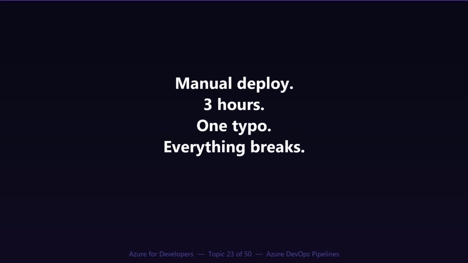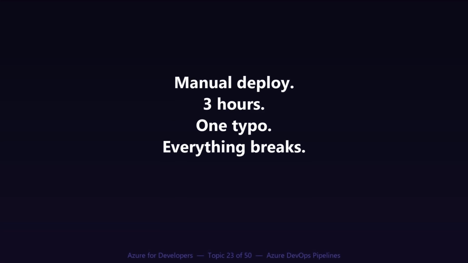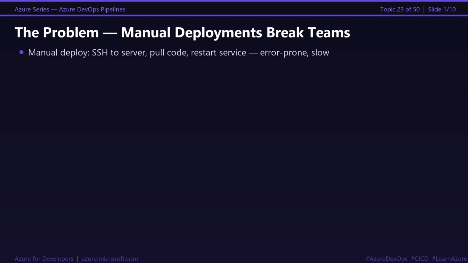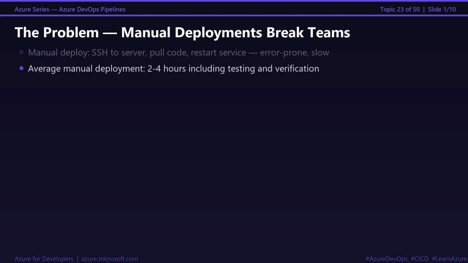Picture this. It is Friday at 4 p.m. The team finishes a sprint. Time to deploy. One engineer SSHs into the server. Runs commands manually. Forgets one step. Production is broken. The whole team stays until 9 p.m. fixing it. This is not bad luck. This is the cost of manual deployment.